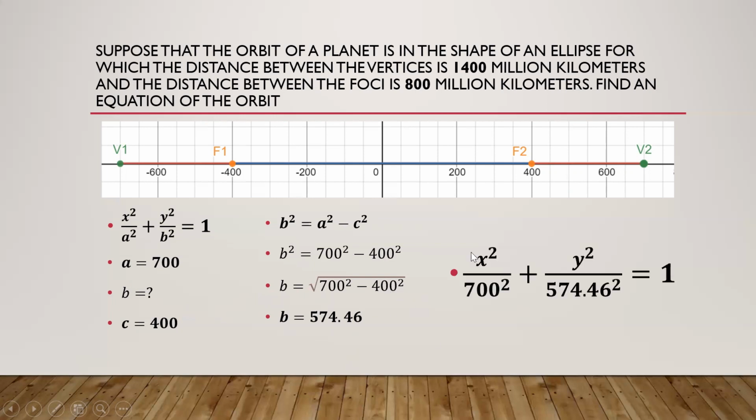So going back to our guide, x squared over a squared plus y squared over b squared equals 1, we can just put in the values that we determined. So for our a, that's 700 squared. And then for our b, since we found it, 574.46 squared. So that's our equation for the orbit.